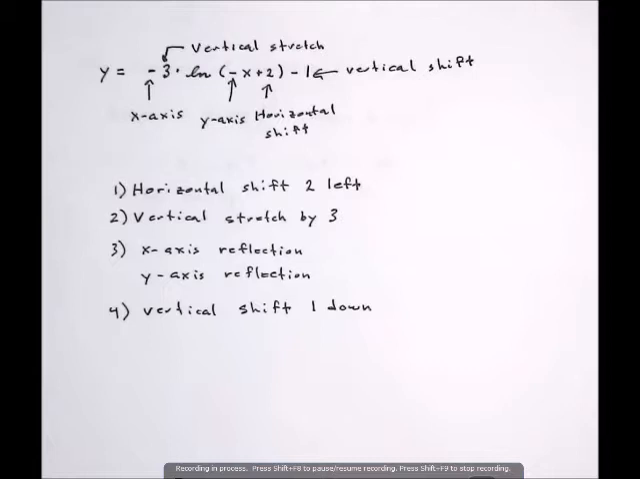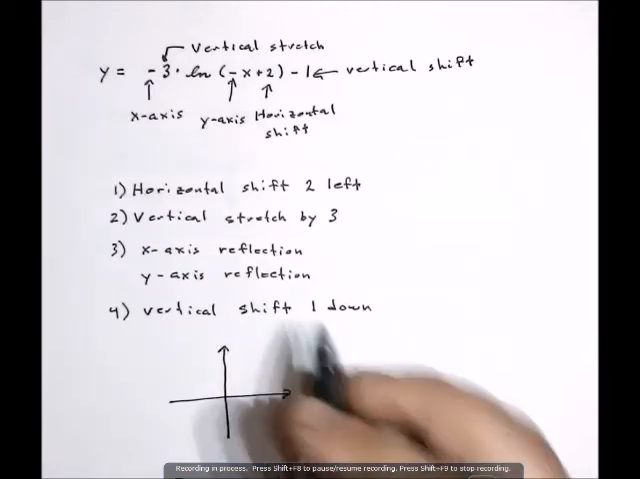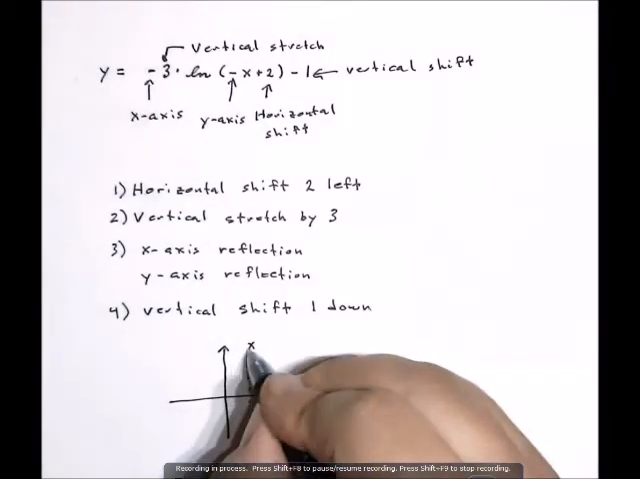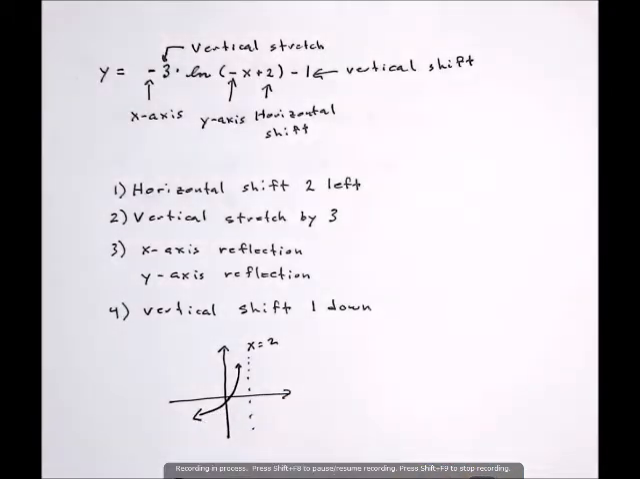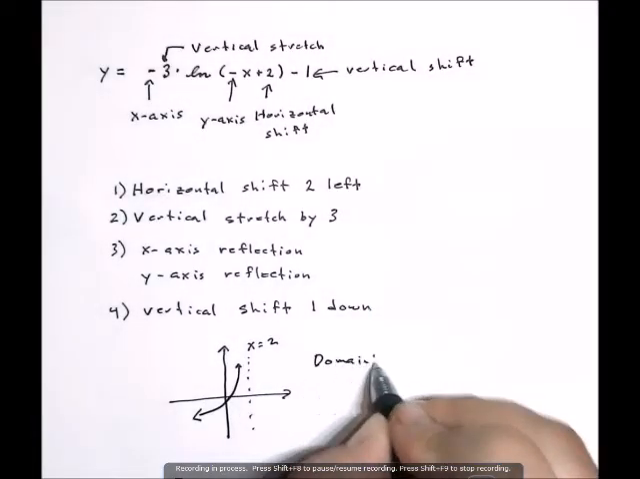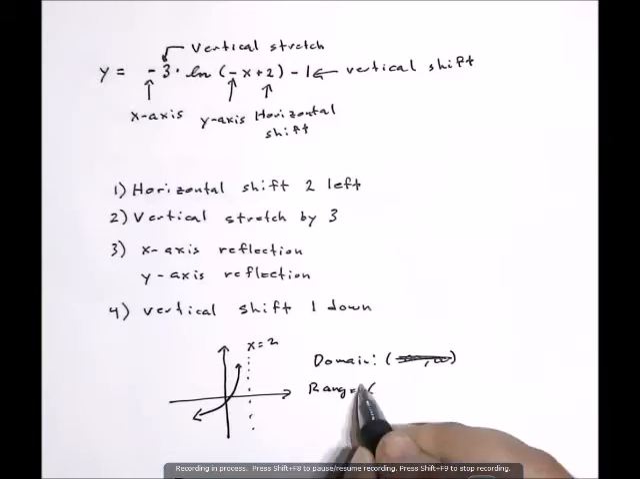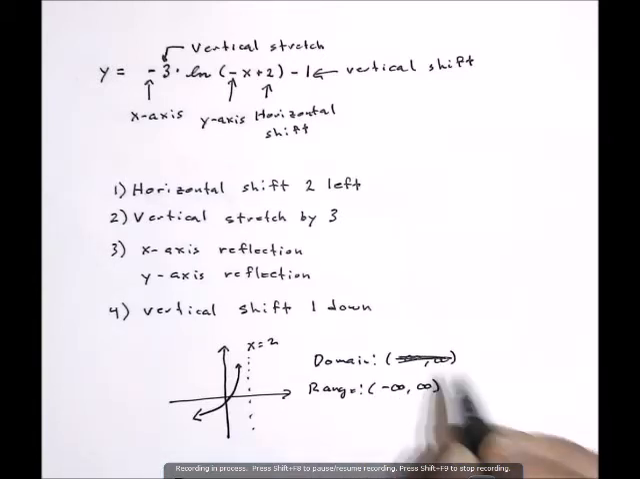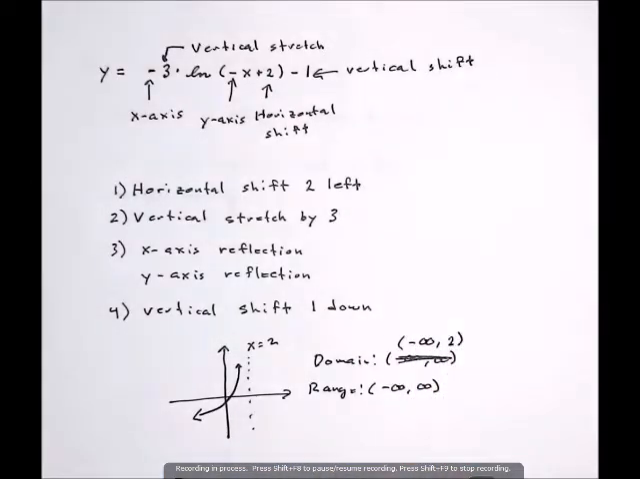So I'm going to plug this in my calculator, and when I do, I get something that looks kind of like this. My vertical asymptote shifted to 2, goes down kind of in that direction, and the important things to you are the range, which is all reals, and the domain, which is negative infinity to 2. And that's really as specific as you're going to have to get.